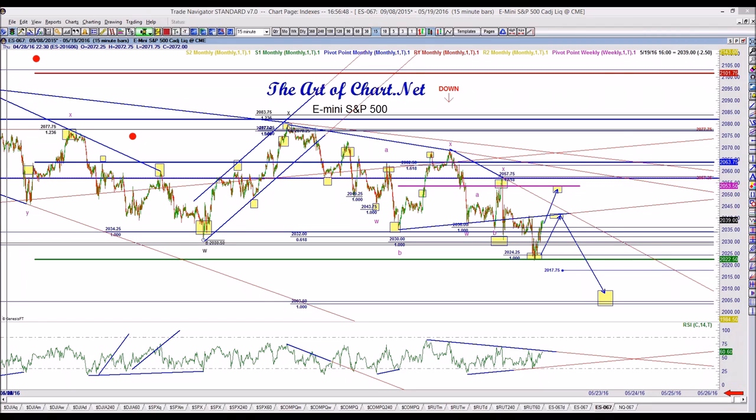Yep. So, Ken, to answer your question, I use Trade Navigator for technical analysis. This is not what I trade off of. This is my technical analysis system. I actually trade off of different software.